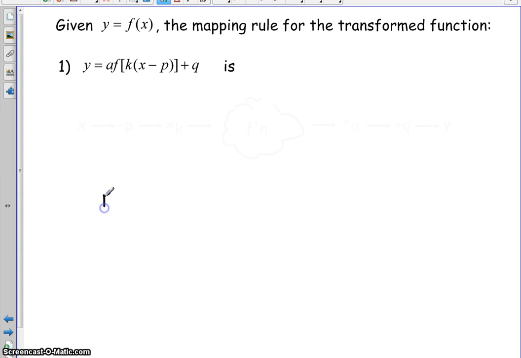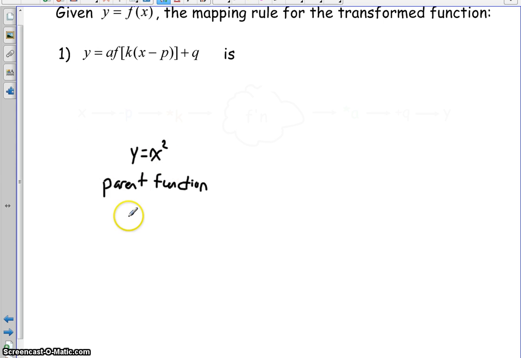So picture, in general, a parent function here, and let's pick a graph that we know pretty well. So let's just say y equals x squared. On y equals x squared, we have a lot of points, and some of them you know very, very well. For example, you know (0, 0) is a point on y equals x squared. You know (1, 1) is a point on y equals x squared, and so on and so forth. You can do (-1, 1), (2, 4), (-2, 4), and so on.